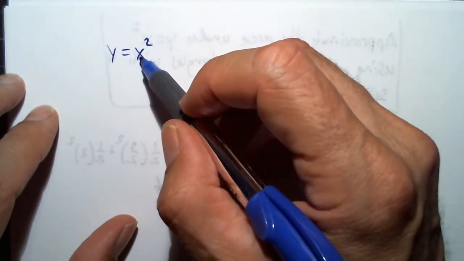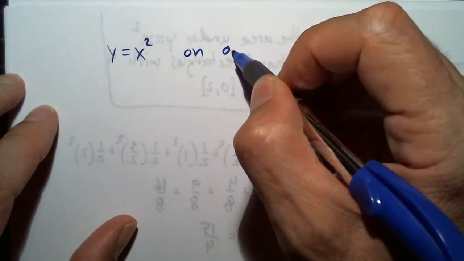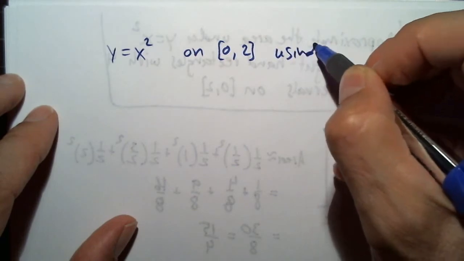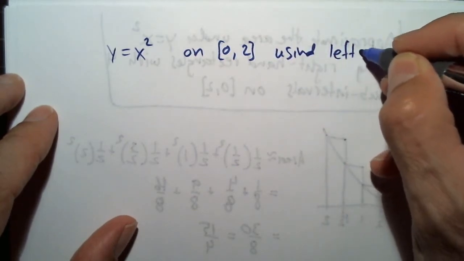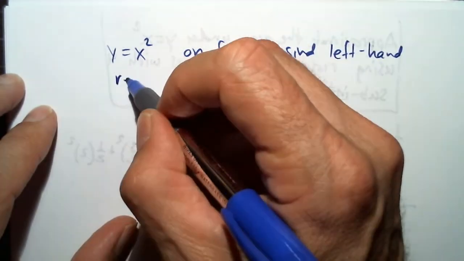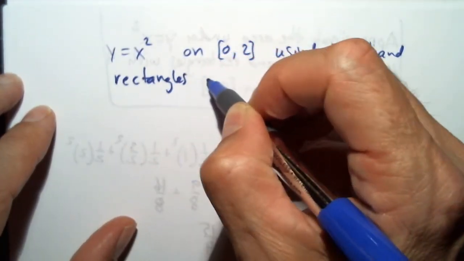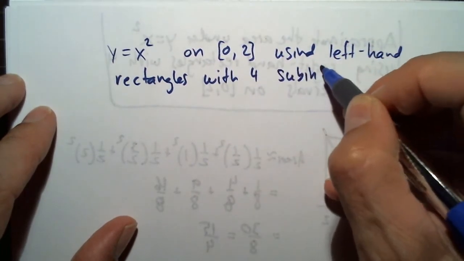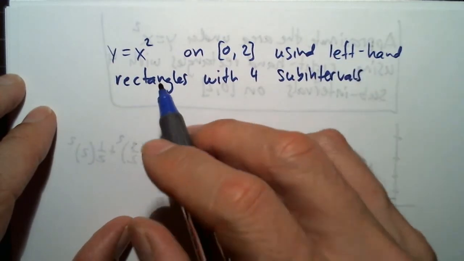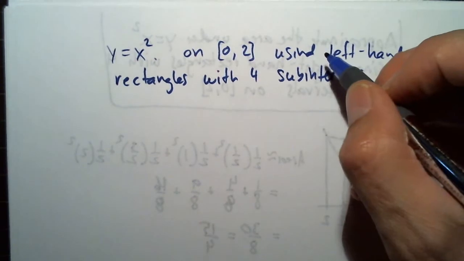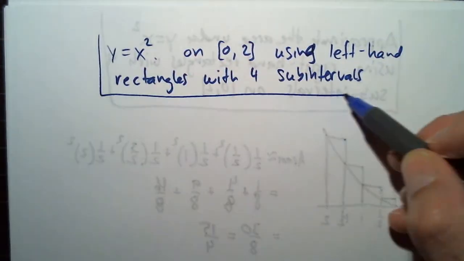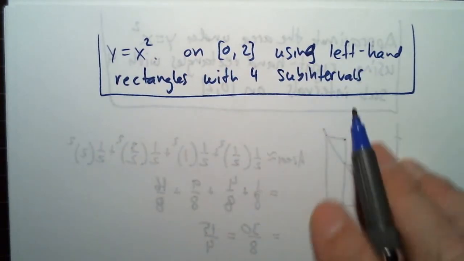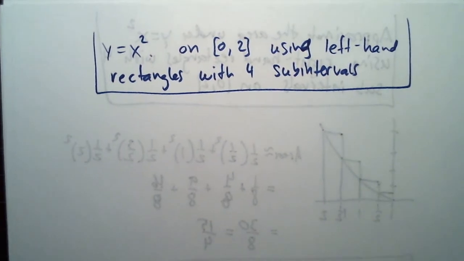Alright, approximate the area under the curve on the interval 0 to 2 using left-hand rectangles with 4 subintervals. Find the area under the curve on this interval using left-hand rectangles with 4 subintervals. So pause the video and try that one.